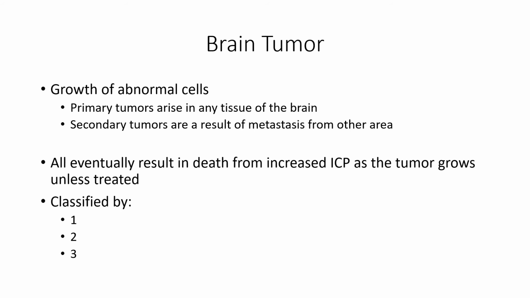This is a growth of abnormal cells. Primary tumors arise in any tissue of the brain, whereas secondary tumors are a result of metastasis from other areas. All eventually result in death from increased intracranial pressure as the tumor grows, unless they are treated. These are classified by, number 1, if they are benign or malignant. Number 2, the cells that are involved. And number 3, the site of the tumor.